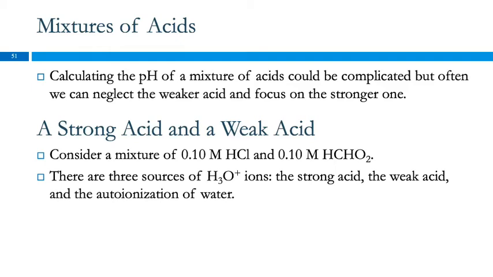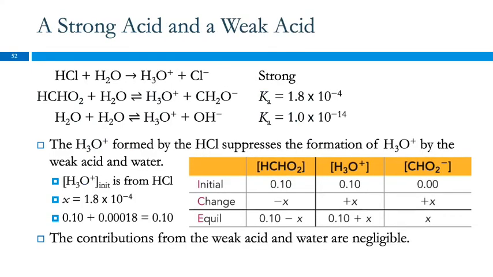So there's three sources of hydronium ions here. With a single acid, there's two, water itself and the acid. Now we have the strong acid, the weak acid, and the autoionization of water. So here we have the strong acid. This ionizes completely, so we have a single arrow. Here we have the partial ionization at the ionization equilibrium of the formic acid, the weak acid, and here we have the autoionization of water.